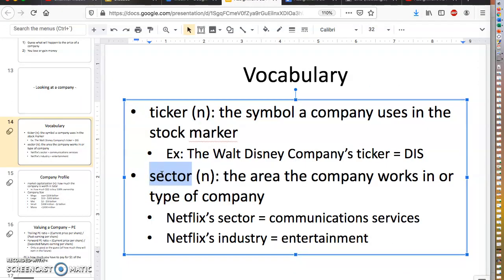Next, this word sector. Sector is a noun. It is the area a company works in. So, for example, Netflix's sector is called communication services, and their industry is entertainment.